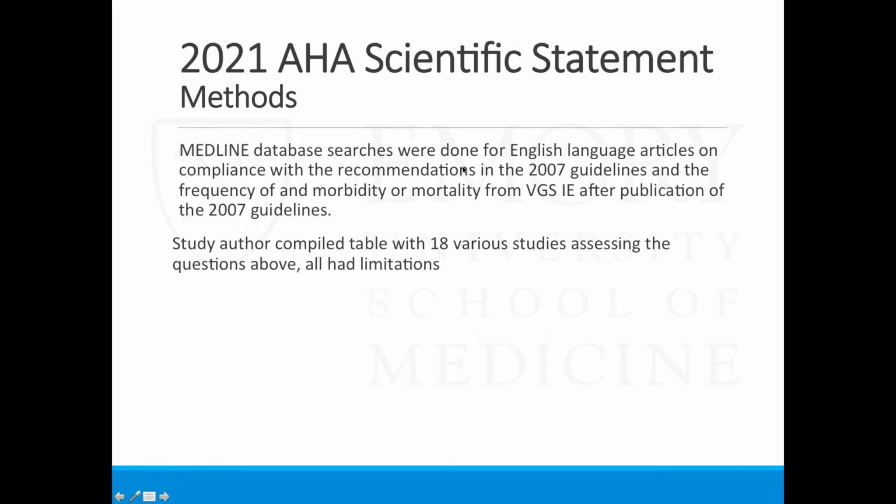Some of the methods they used for their study, similar to the ones used in the 2007 study: they did a large literature search. They also teamed up with different societies, including the Infectious Disease Society and the ADA, the Dental Association as well. And they compiled a large table, which I'll show part of in the next slide, detailing different studies that looked at this question of the incidence and morbidity and mortality from infective endocarditis after the 2007 guidelines, trying to look at any change.